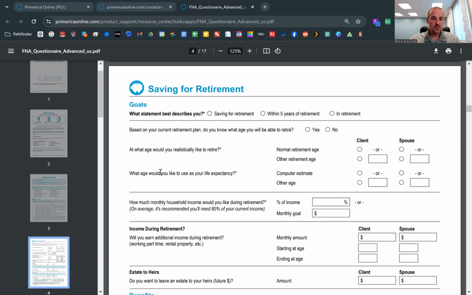And then what age would you like to use as your life expectancy? I joke around with people. I say, hey, when do you plan to die? Right? Again, you gotta gauge your audience a little bit, but I like to have fun with it. So you're gonna put those numbers in over here.